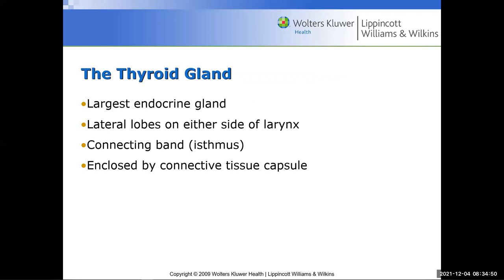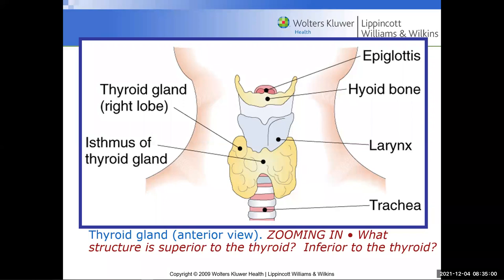Let's go now to the thyroid gland. The thyroid is the largest endocrine gland in the body, with lateral lobes on either side of the larynx. Let's have a look at what it looks like. Here's our good friend, the hyoid bone, the larynx, and here you have the thyroid gland. So you have the thyroid lobes right and left, and you have the isthmus in between them. Of course, the trachea runs underneath both of them.